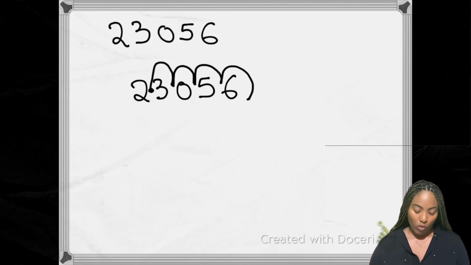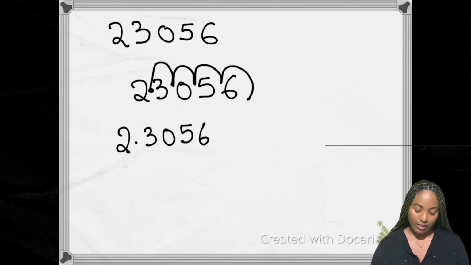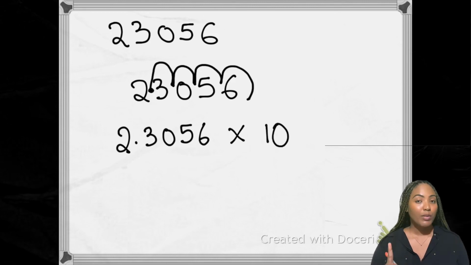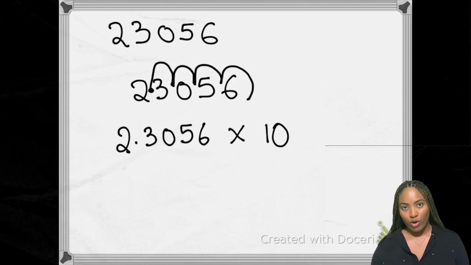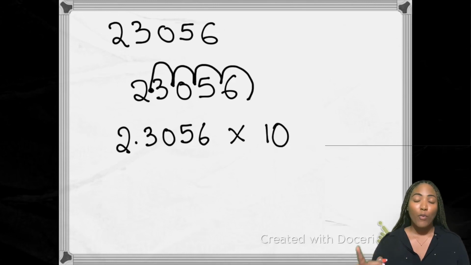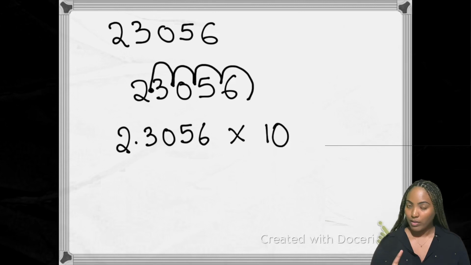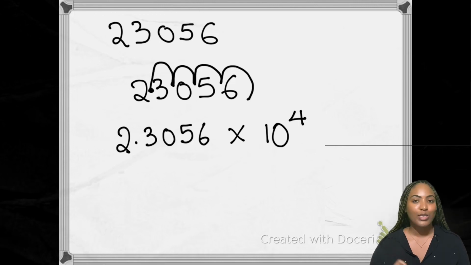So our number now is 2.3056 multiplied by 10. And here is the part that usually confuses students. You aren't sure if you should put positive 4 or negative 4, 4 coming from the fact that we had to move the decimal places 4 times. Now, as I stated from the first part of the video, because it is a large number, our power for the 10 will indeed be positive. So we have 10 to the positive 4.